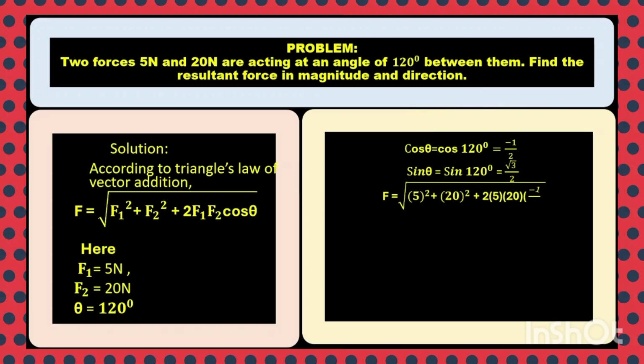We shall get the magnitude of the force is equal to the square root of 5 square plus 20 square plus 2 multiplied by 5 multiplied by 20 multiplied by minus 1 by 2. Here the 2 can be cancelled, and after cancellation we shall get 5 square, 25, plus 20 square, 400, plus minus 100. So force is equal to the square root of 25 plus 400 minus 100, which is the square root of 325. By finding the square root, we get 18.027, and with the approximate value, 18.03 Newton is the magnitude of the resultant force.